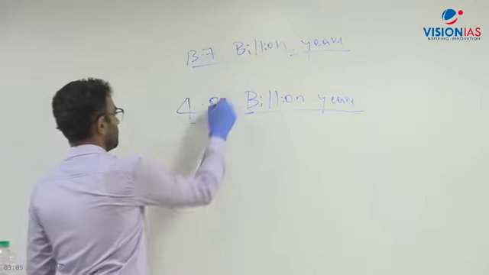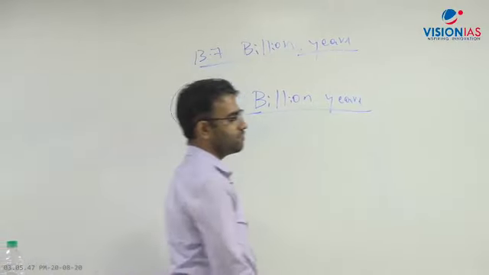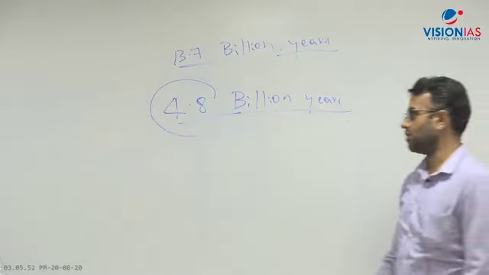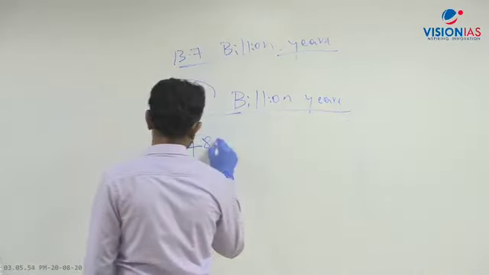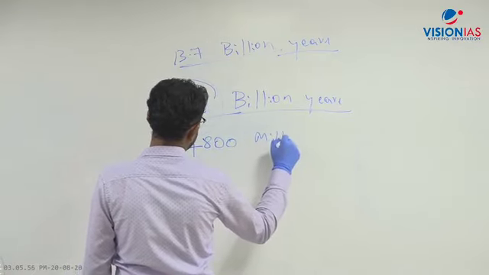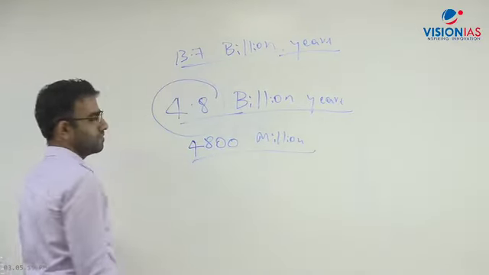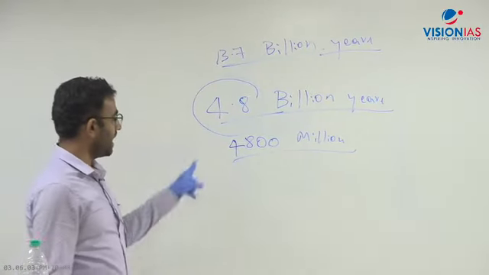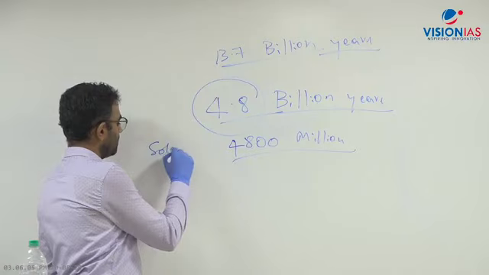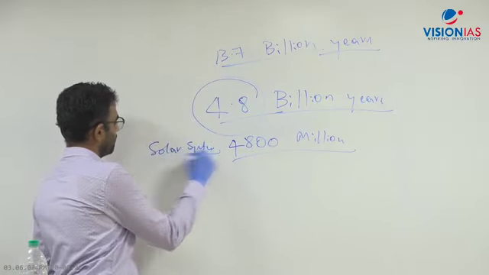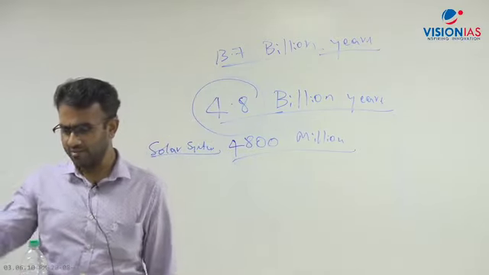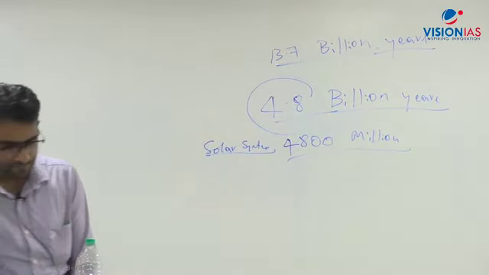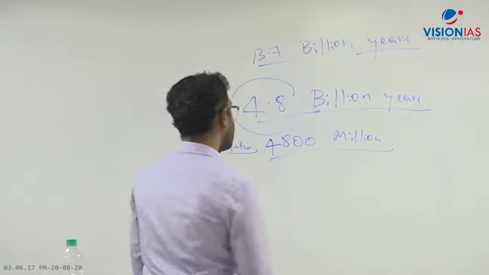है ना, the solar system originated 4.8 billion years from now. यहाँ से 4.8 billion years पीछे जाओ, or you can also write it as 4,800 million years. In many of the sources you might have read it like this. So this is basically the age of our solar system. It was formed recently. Compared to many other systems in the universe, this is one of the very recent ones. So how did it form?